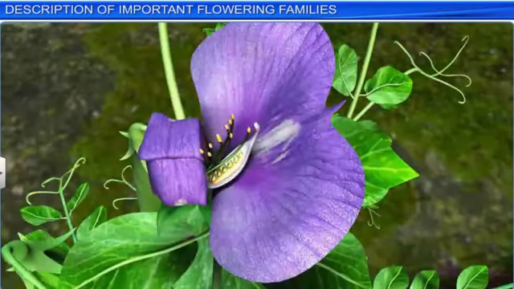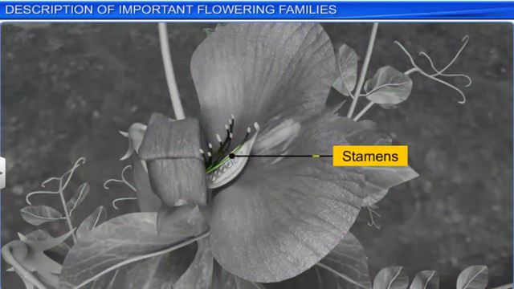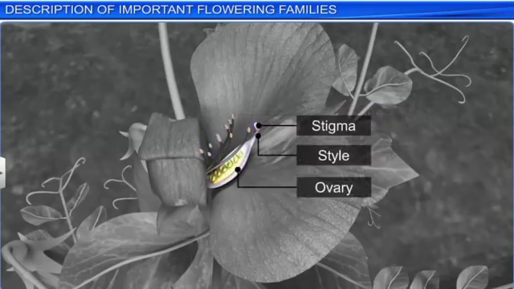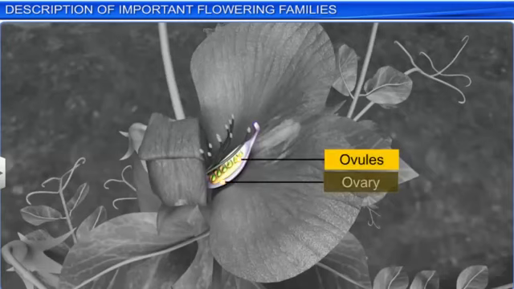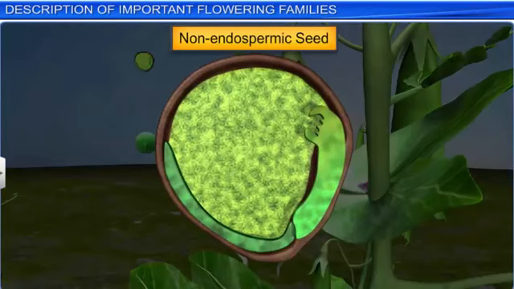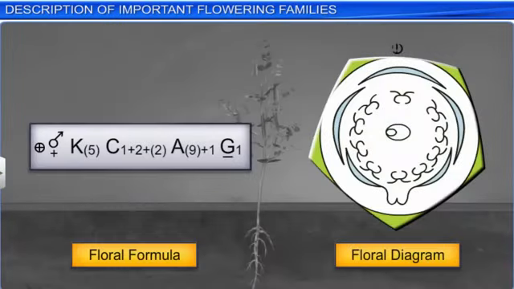In these plants, the androecium consists of 10 stamens that are diadelphous with a dithecous anther. The gynoecium has a superior ovary and is monocarpellary, which means it has just 1 carpel. The ovary is unilocular with many ovules, and these flowers have a single style. Fruits of this family are legumes with 1 to many non-endospermic seeds. The floral formula and the floral diagram of the Fabaceae family are as shown.